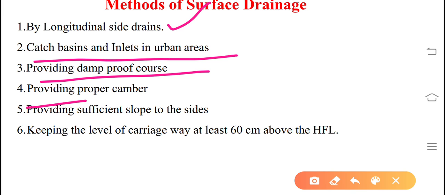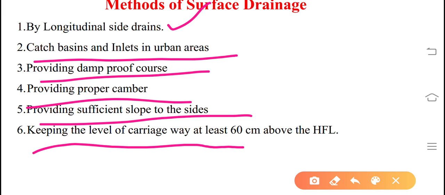Providing proper camber, providing sufficient slope to the sides, keeping the level of carriageway at least 60 centimeter above the high flood level, HFL. These are all the points or methods of surface drainage we have to follow vigorously.